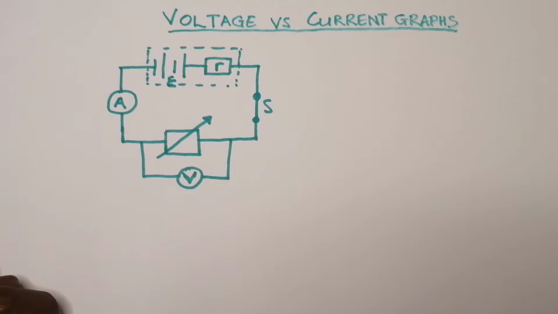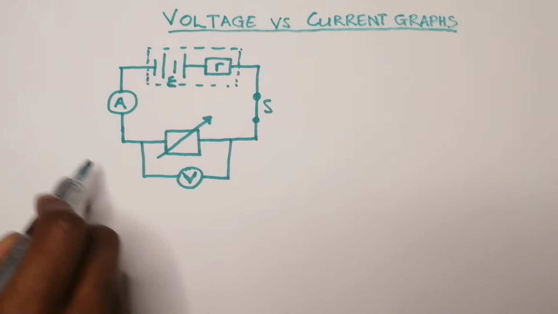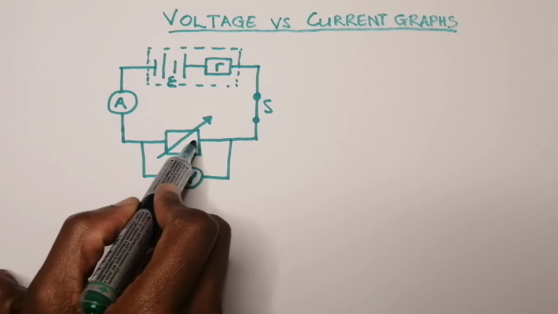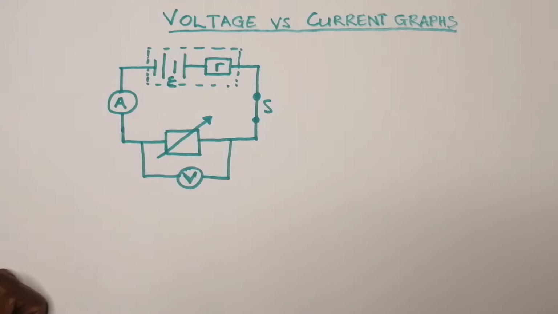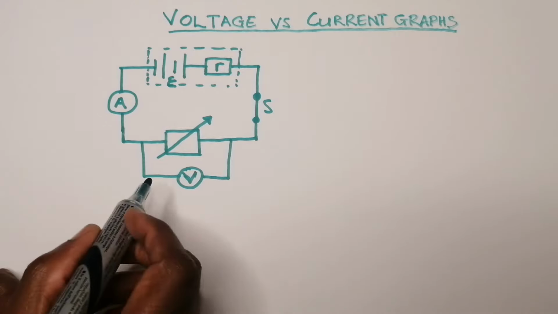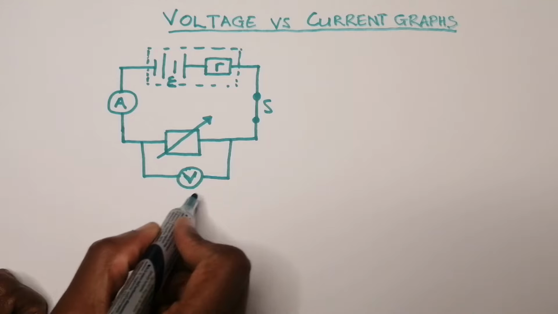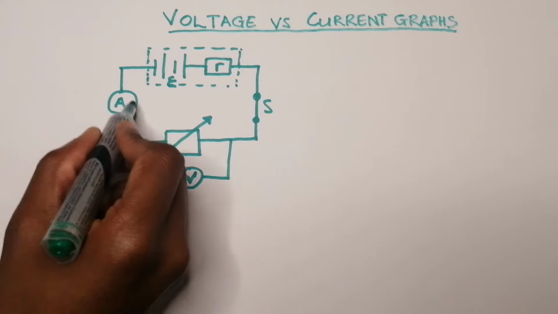So when we have this setup, we're basically running an experiment where we want to determine the internal resistance of a circuit. Essentially we want to find out about the EMF and the internal resistance. So what we do is we connect the ammeter, obviously in series, to our rheostat. We will also connect a voltmeter just across our resistor. And what we want to measure is the voltage across this resistor against the current.